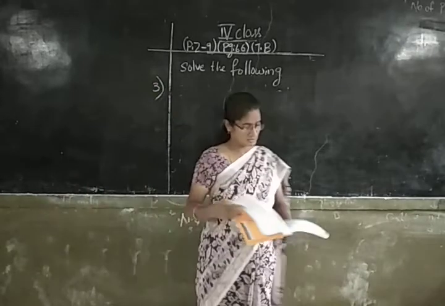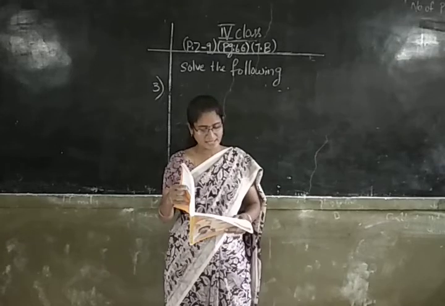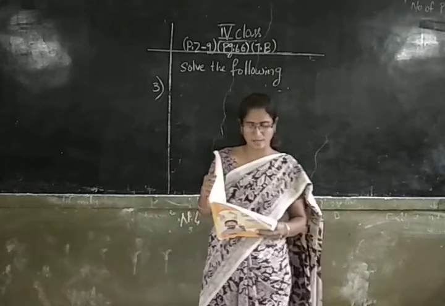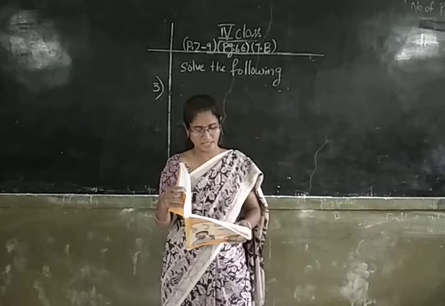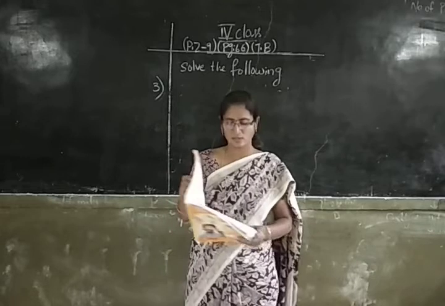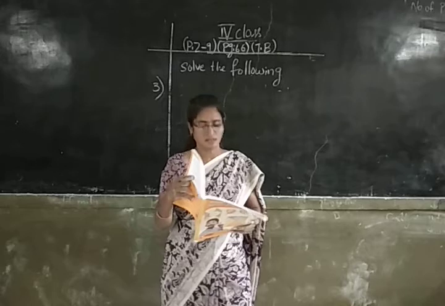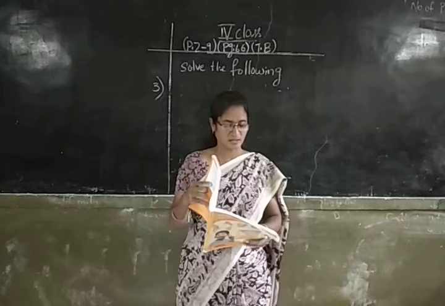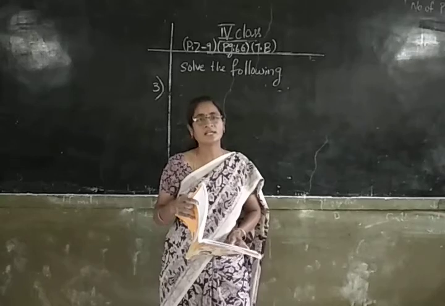So what is the third sum? Now I am going to read the third sum. Deepali has 23 packets of stamps. There are 112 stamps in each packet. Find the total number of stamps Deepali has. So in each packet, how many stamps are there? There are 112 stamps in each packet. Now we have to find out how many stamps are there in 23 packets.